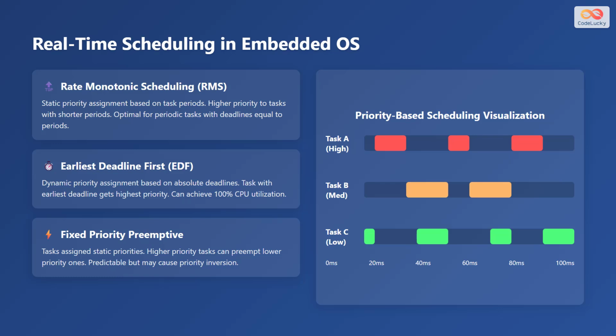Second, earliest deadline first, abbreviated as EDF. This uses dynamic priority assignment based on absolute deadlines, where the task with the earliest deadline gets the highest priority and can achieve 100% central processing unit utilization. Third, fixed priority preemptive. Tasks are assigned static priorities, and higher priority tasks can interrupt lower priority ones, offering predictability but potentially causing priority inversion. Below is a priority-based scheduling visualization.